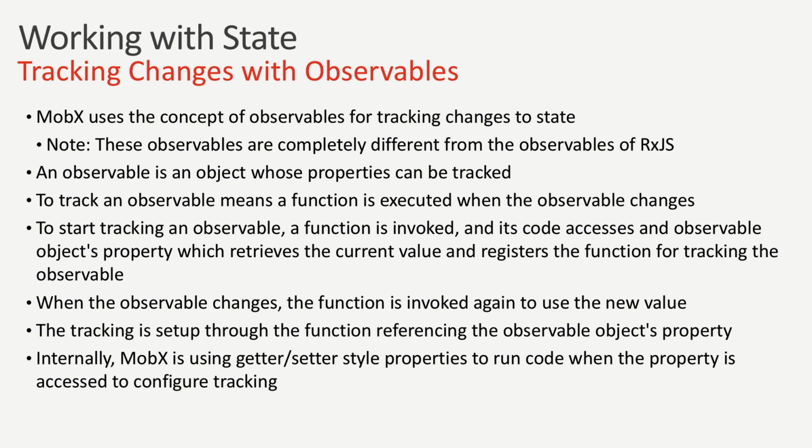Now this tracking is going to be set up through a function referencing the observable object's property. Internally, MobX is really just using getter-setter style properties, so that when you first reference that property using a getter, it actually runs some code to know that this particular component or UI piece is interested in tracking this particular property.